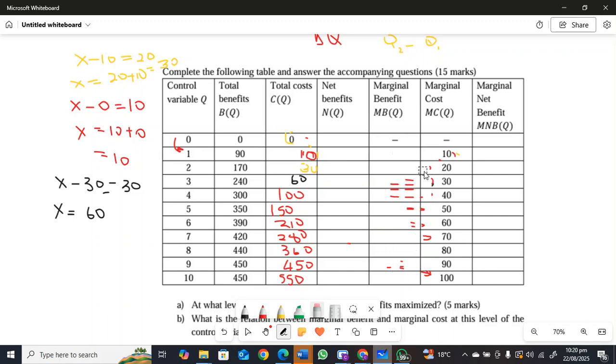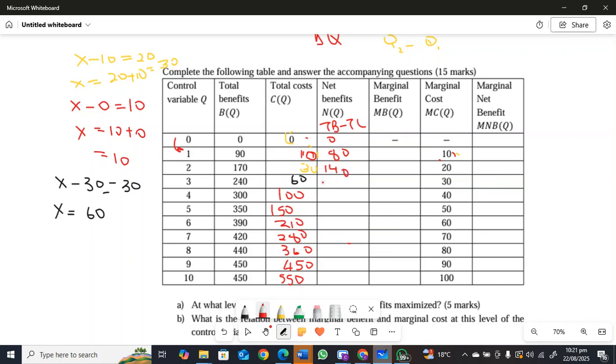Yes, that's how you get your total costs. Then your net benefit is just total benefit minus total cost. So here, 0 minus 0, 0. 90 minus 10, 80. 170 minus 30, 140.